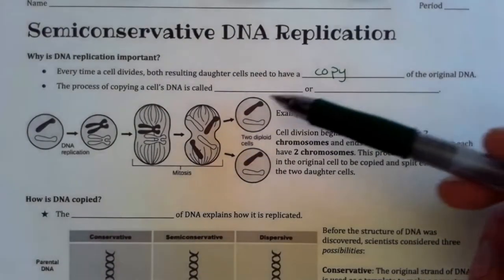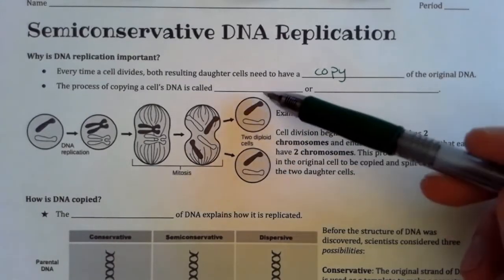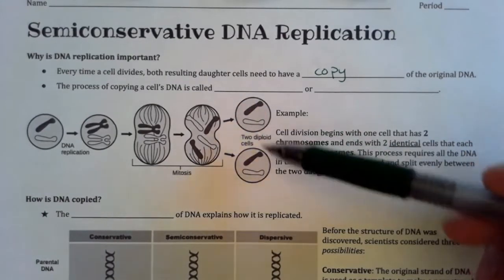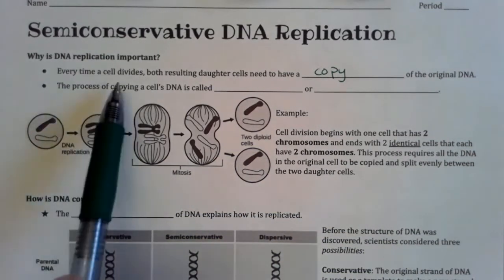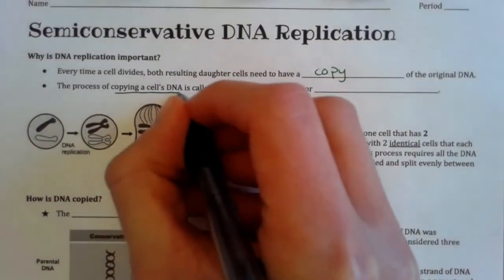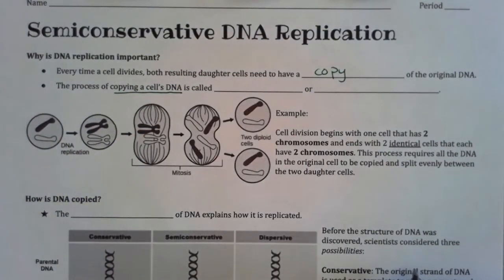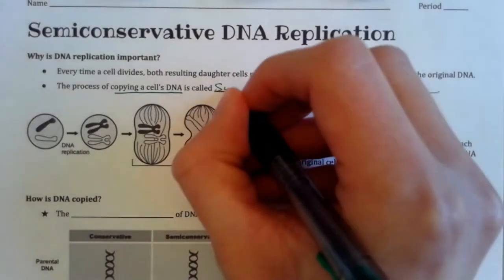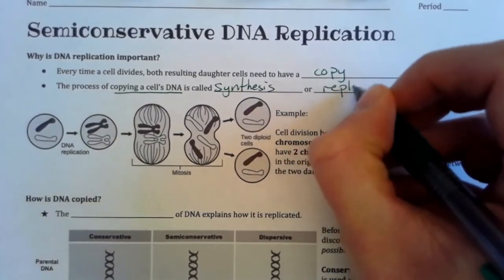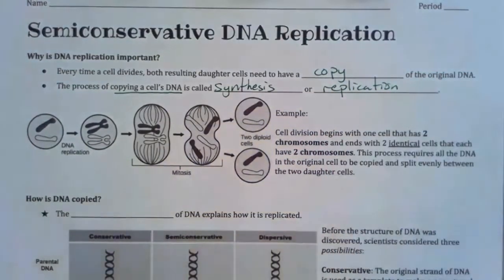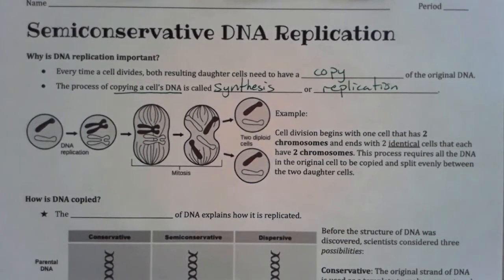Well, if you count the total number of chromosomes, 1, 2, 3, 4, two copies of this one, two copies of this one, somewhere in the middle we had to copy them. That is DNA replication. So that's the process of copying a cell's DNA. It's called replication. Sometimes it's called synthesis. So it's really important because before we do any kind of cell division, we've got to copy the DNA. Otherwise, you're going to have two cells with not enough DNA.